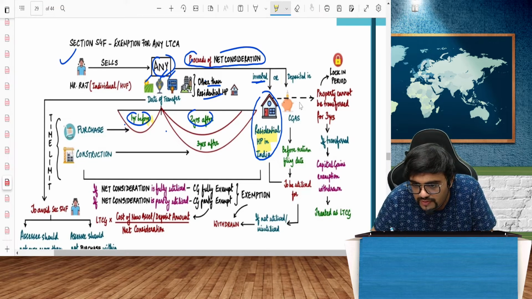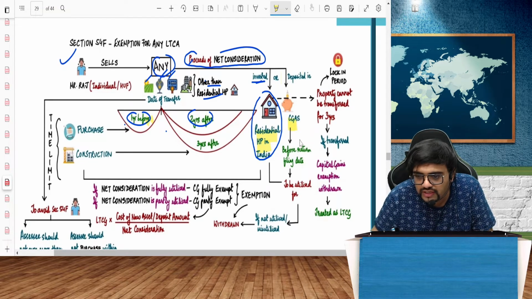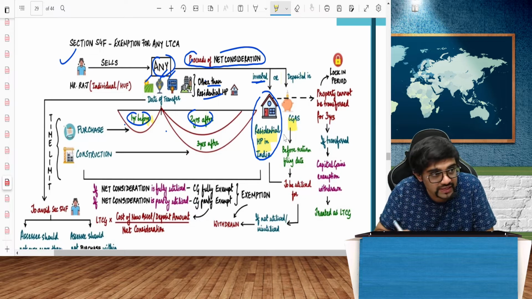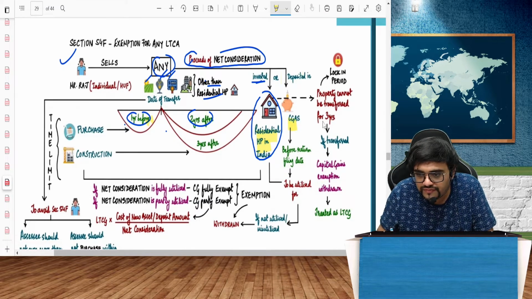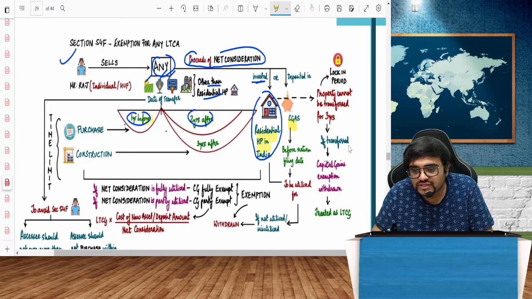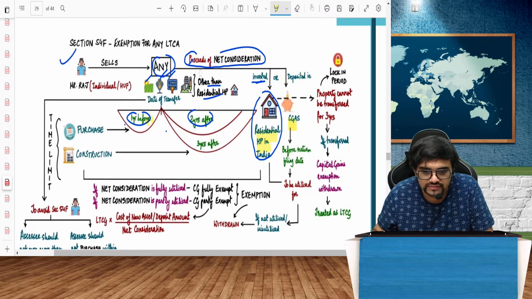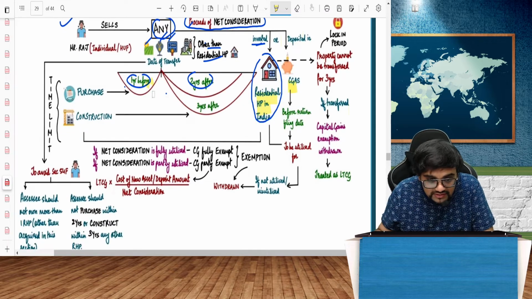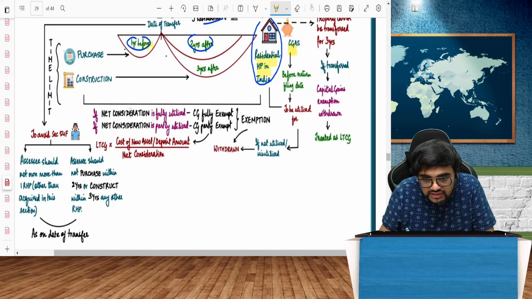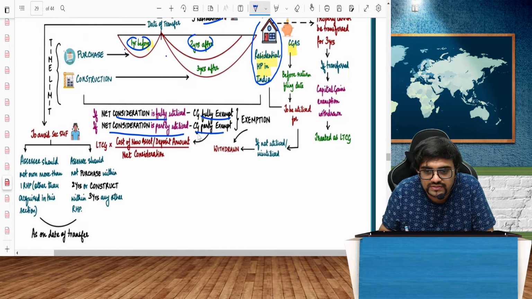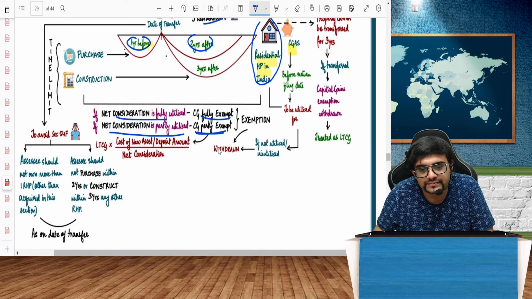Invest or deposit in the capital gain account scheme, same thing. Property cannot be transferred before 3 years. If transferred, capital gains exempt is withdrawn, same thing. See, if the net consideration is fully utilized, capital gain is fully exempt. If net consideration is partly utilized, CG is partly exempt. Very simple. You should fully utilize the net consideration.